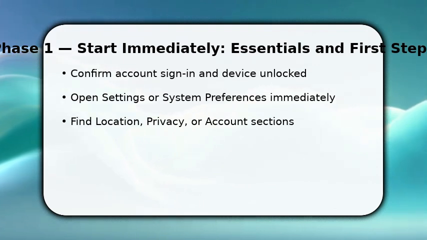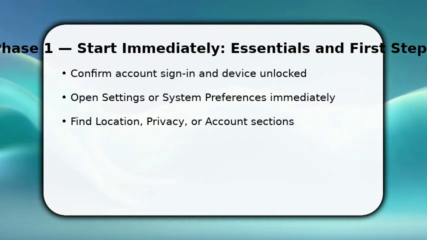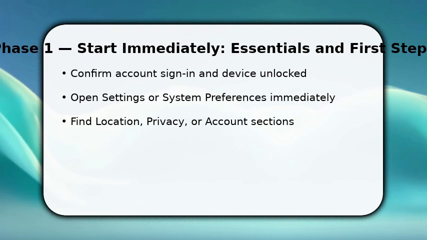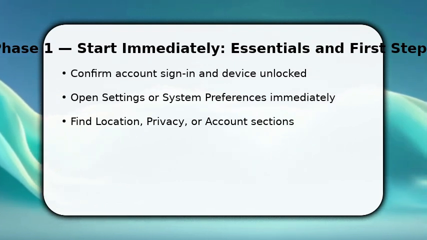Once there, navigate to Location, Privacy, or Account sections because that's where primary location controls live. Make sure to grant any requested permissions so the UI shows current values. Without permissions, you'll see blanks or placeholders.